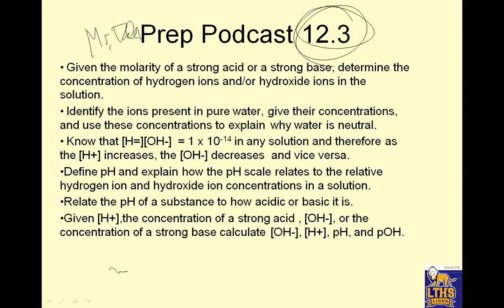Looks like a lot of objectives to go through here. Given the molarity of a strong acid or base, determine the concentration of hydrogen ions, hydroxide ions in the solution. Identify the ions present in pure water, and give their concentrations.